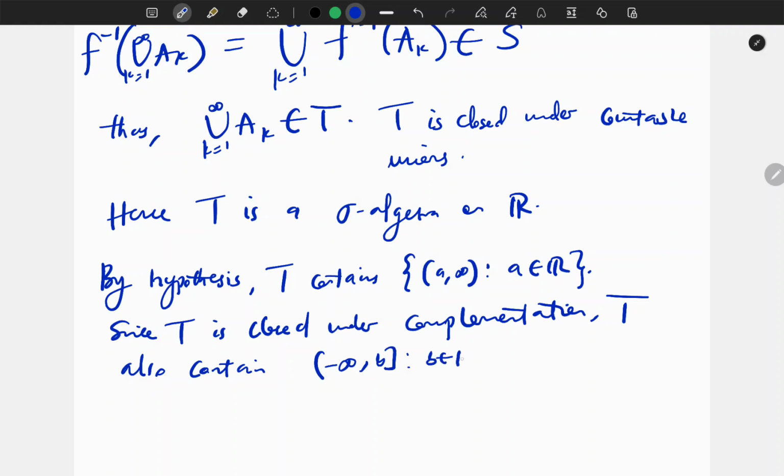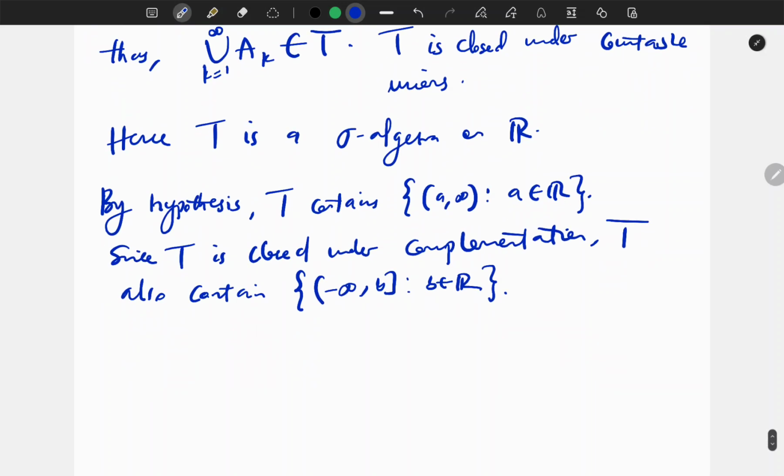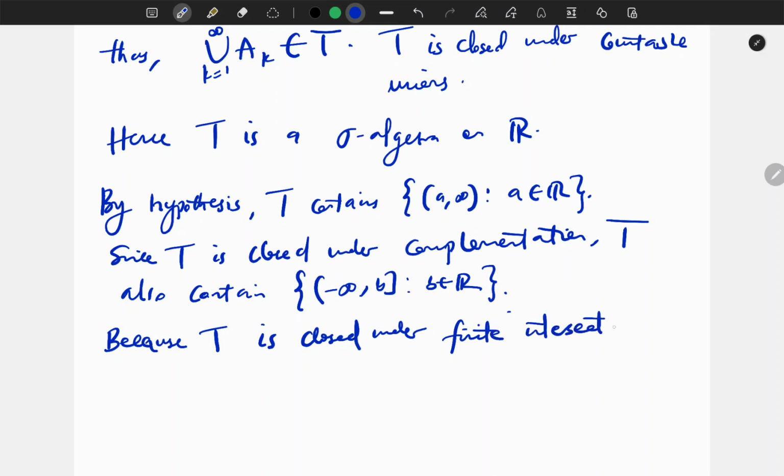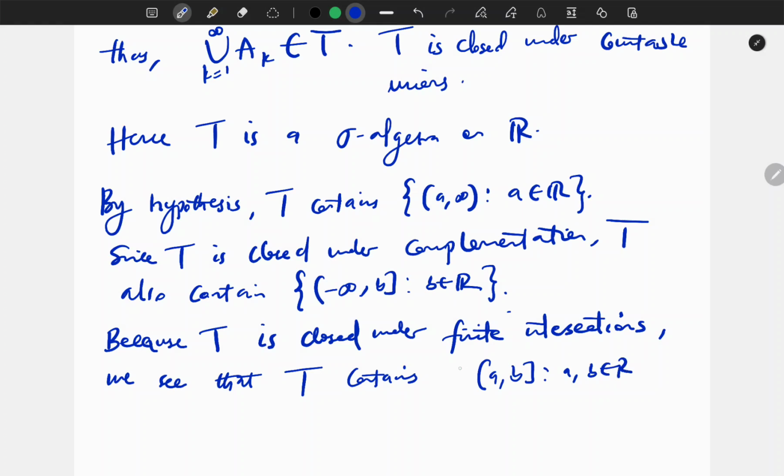Next will be B, and B belongs to R. And because a sigma algebra is also closed under finite intersection, so what we are trying to do is build a Borel sigma algebra. Because T is closed under finite intersections, if we take the intersection of these two, we see that T also contains (A, B) such that A, B belongs to R.